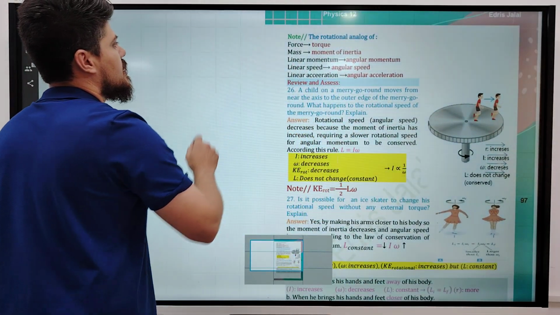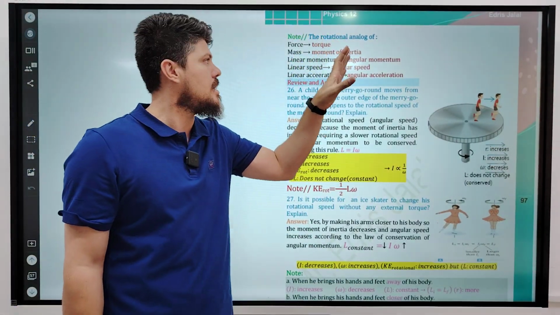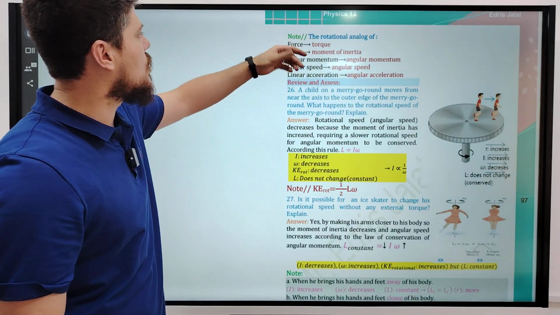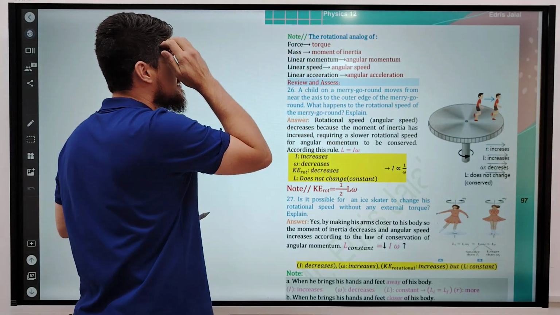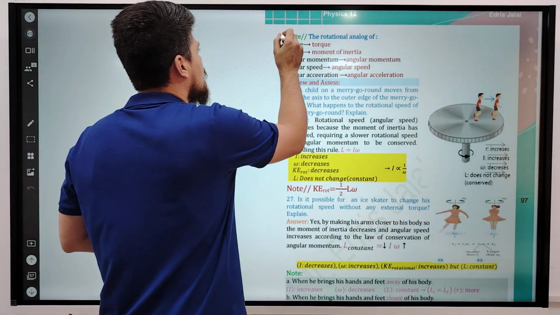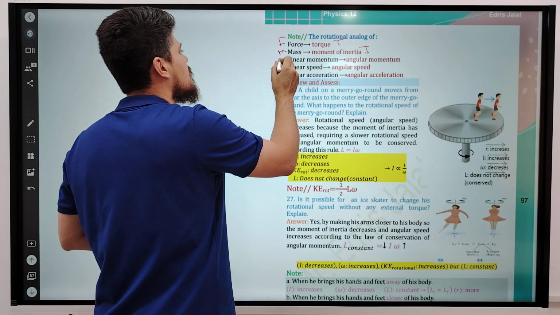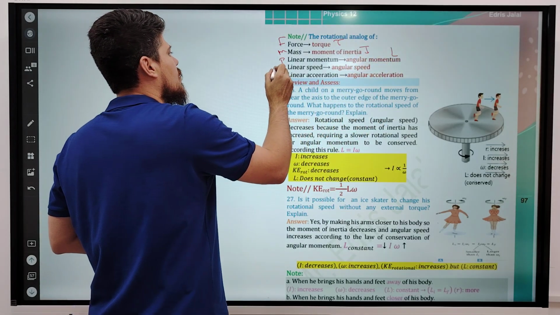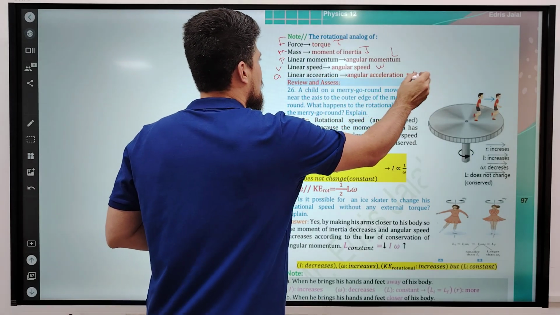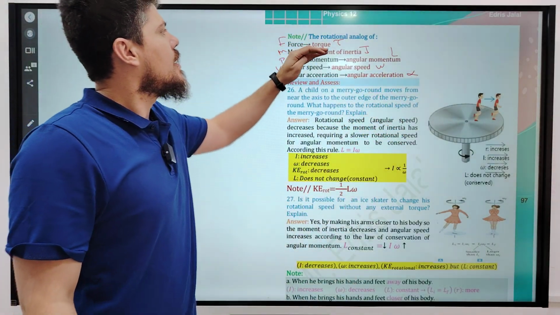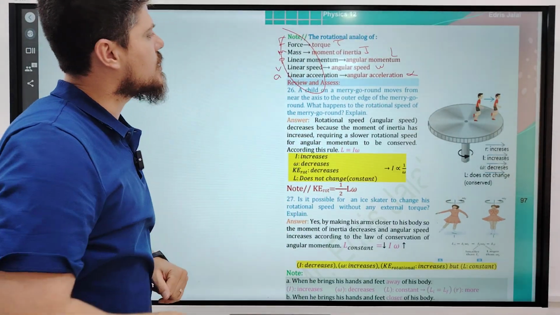So here we have some rotational analogs. It is very important, and it has been brought up many times in the exam. The rotational analog for force is torque. The rotational analog for mass, as I mentioned before, is the moment of inertia. This is F, this is torque. This is mass, this is moment of inertia. For linear momentum, we have angular momentum. For linear speed, which is V, we have angular speed. For linear acceleration, we have angular acceleration. These are the rotational analogs for linear or translational quantities.